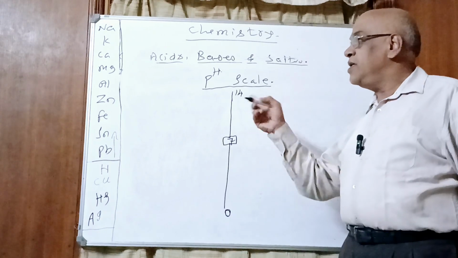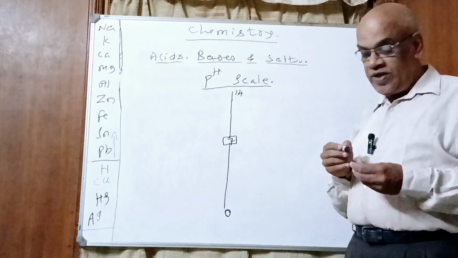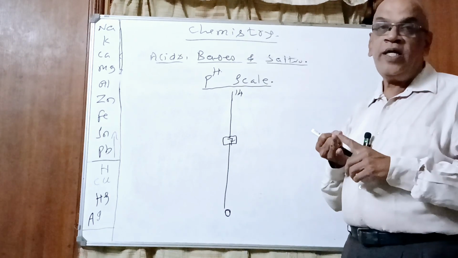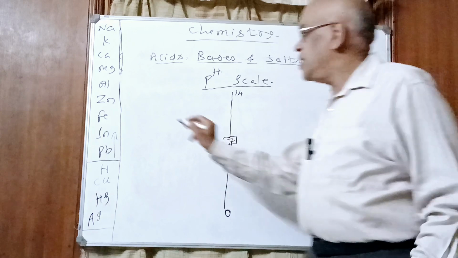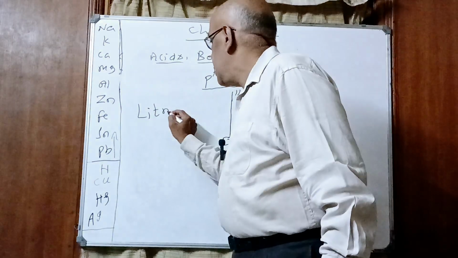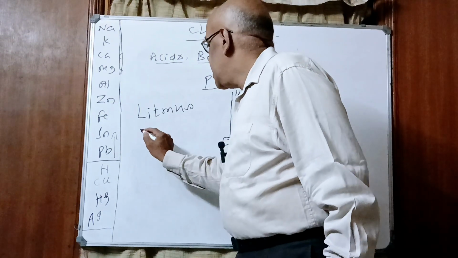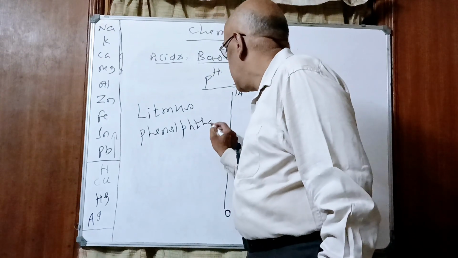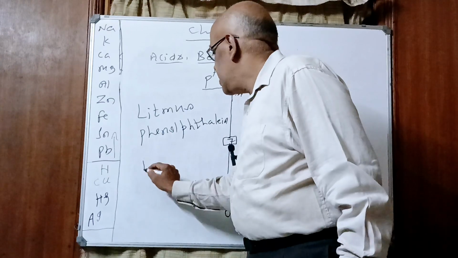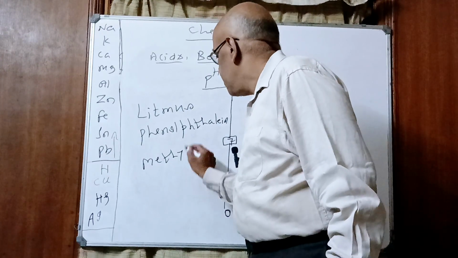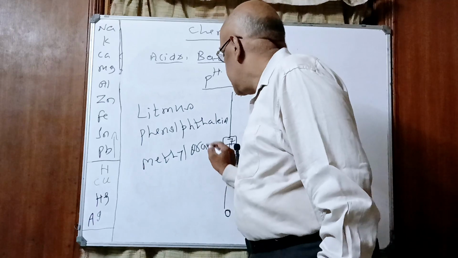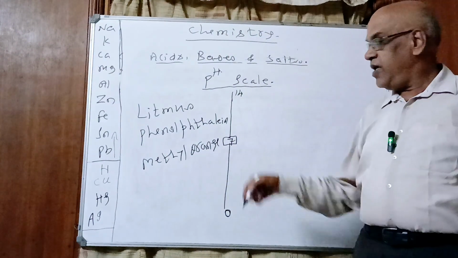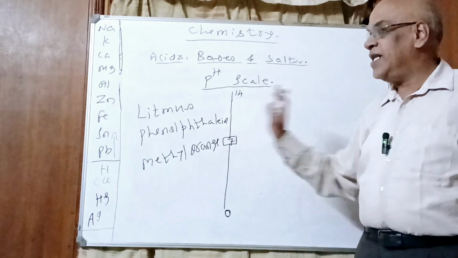Now, children, go to our previous topic, indicators. We studied 3 types of indicators. What are they? Litmus paper, blue or red color, then phenolphthalein, then methyl orange. So what do they tell us, children? They tell us whether the given solution is acid or base. That's it.